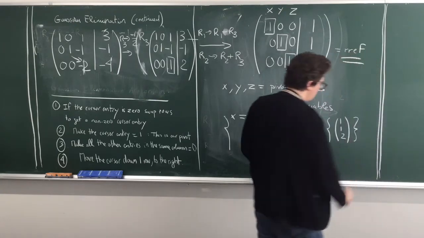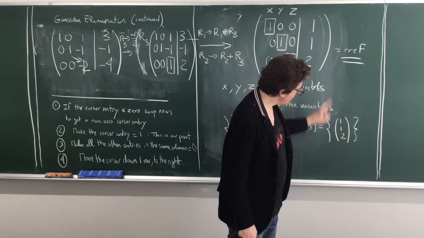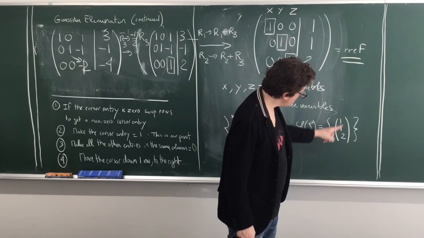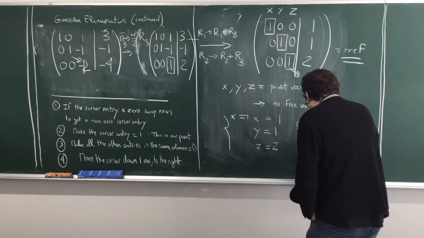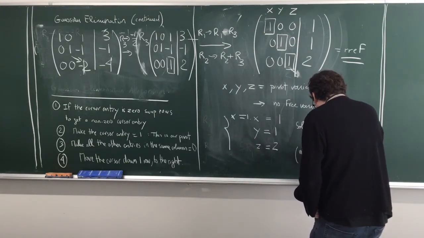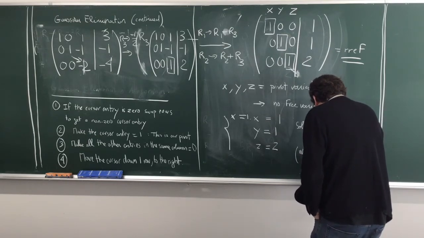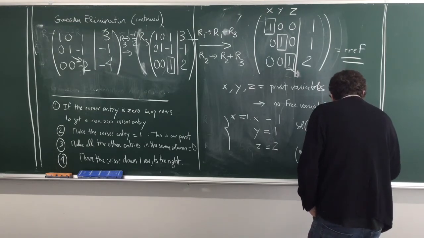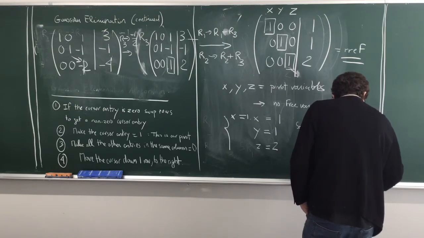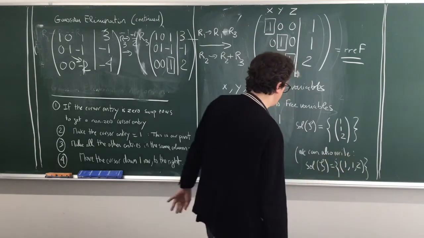And there is a unique solution. So it's a set of solutions, okay? So I start with this bracket, this is a set, and there is only one solution, which is this column vector 1, 1, 2. We can also write solution of S equal 1, 1, 2. This is also fine. You can write it as a column vector or as a row vector. I don't mind.